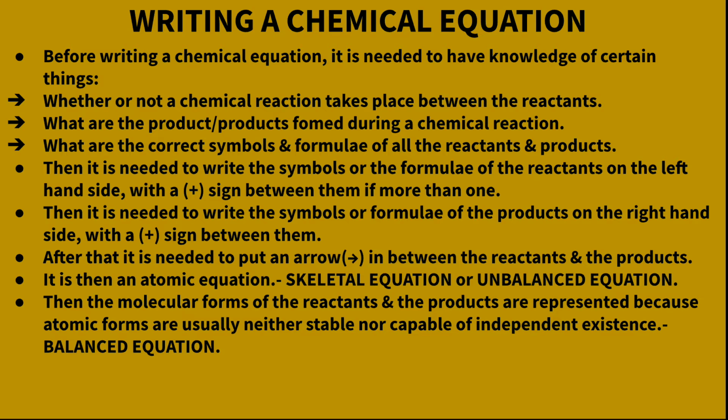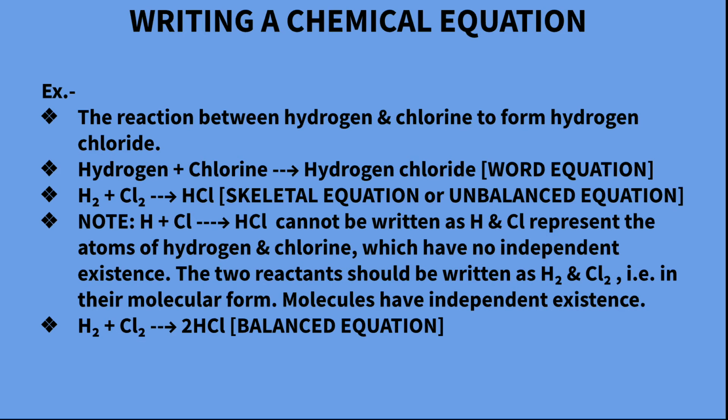So to write in the molecular form, we need to balance the equation. For example, the reaction between hydrogen and chlorine to form hydrogen chloride. The equation is hydrogen plus chlorine gives hydrogen chloride. Now the skeletal equation, or unbalanced equation, is this: H2 plus Cl2 gives HCl.